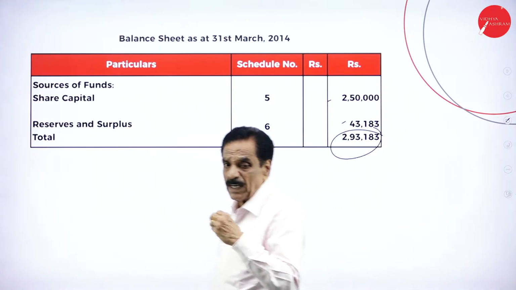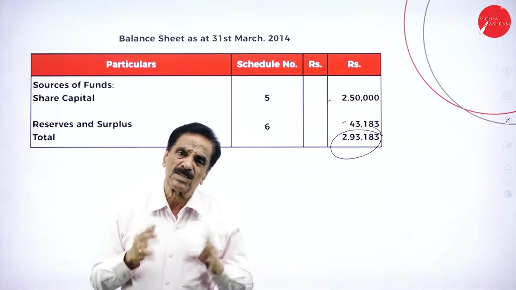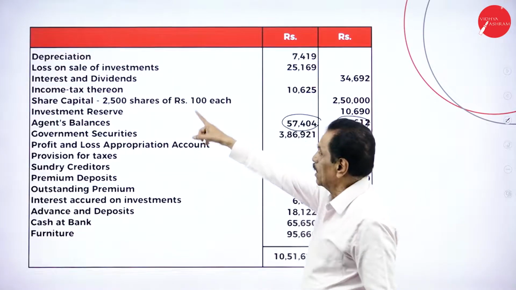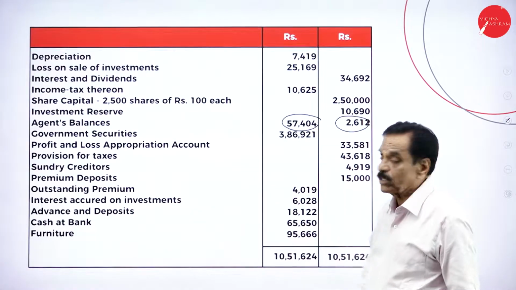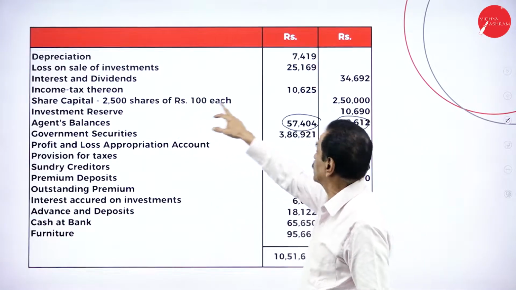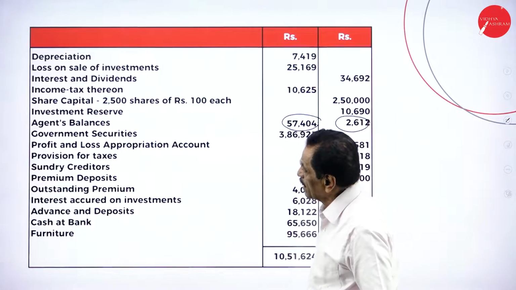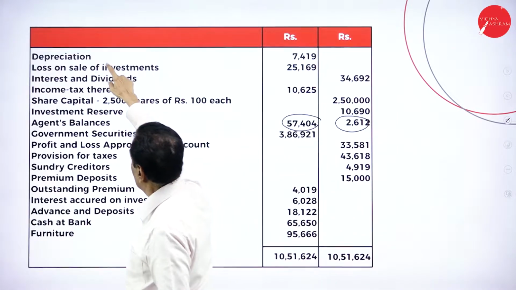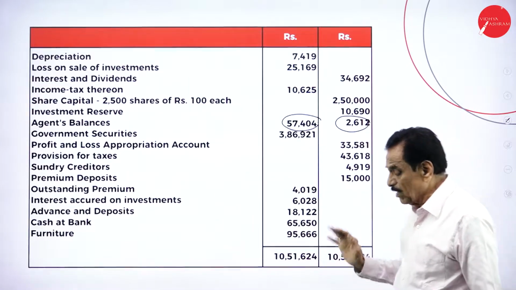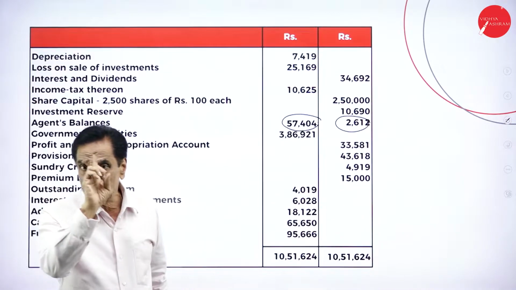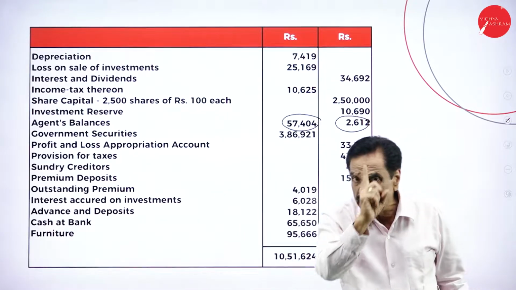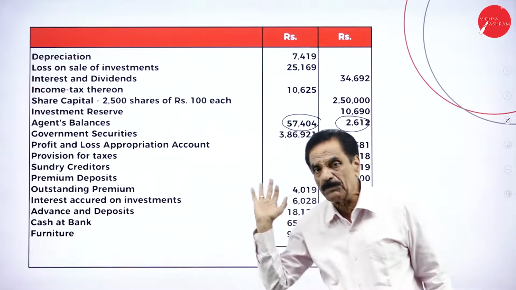Anything belonging to the profit and loss account will go to the profit and loss account; you have to make a separate entry. Depreciation will go to profit and loss account, loss on sale of investment will go to profit and loss account, interest and dividend will go to profit and loss account, and income tax and the like will go to the expenditure side of the profit and loss account. So these all go to the profit and loss account. They do not have any connection with the revenue account. Revenue account is connected with only 4 items: the premium, the claim, the commission, and the management expenses. Other things go to the profit and loss account.